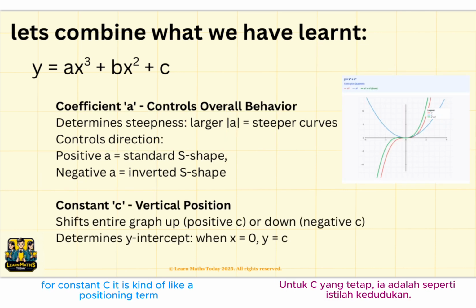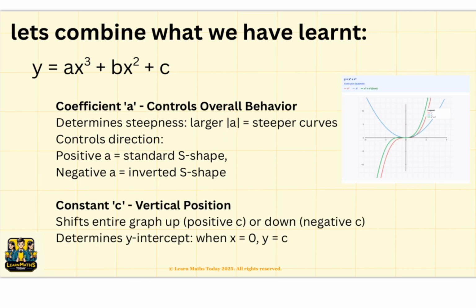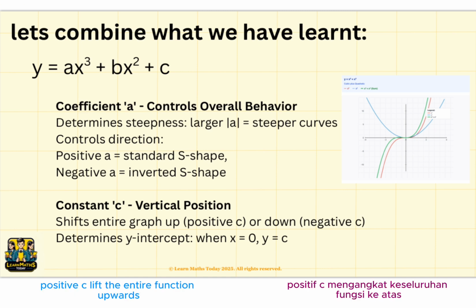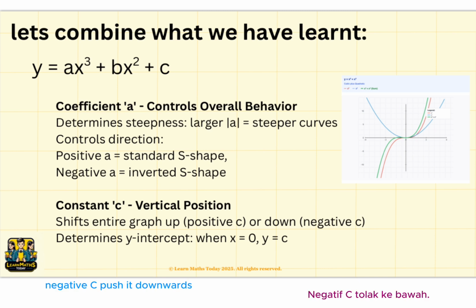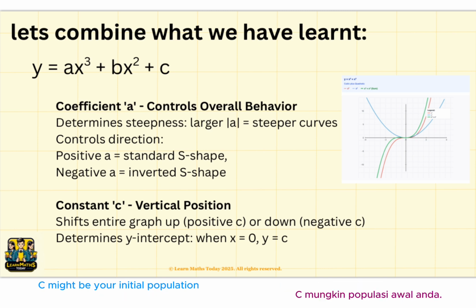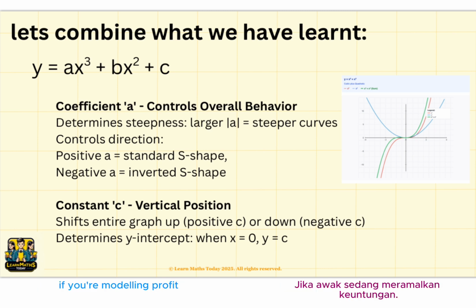The constant c is like a positioning term. It's simple to understand, and the value of c determines exactly where your curve crosses the y-axis. Positive c lifts the entire function upwards, negative c pushes it downwards. Practically speaking, you can think of it as a starting condition or the baseline value. If you are modeling population growth, c might be your initial population. If you're modeling profit, c might be your fixed cost.